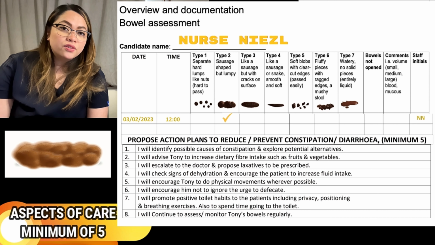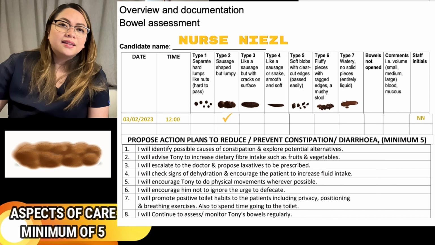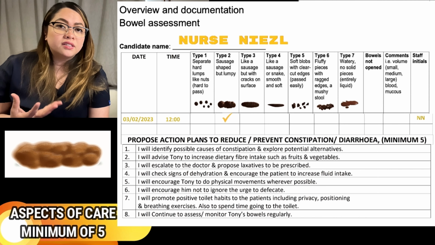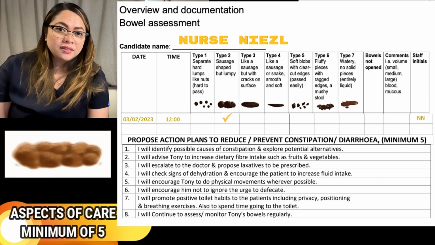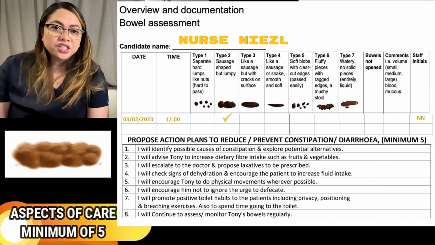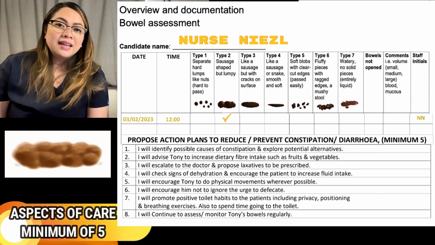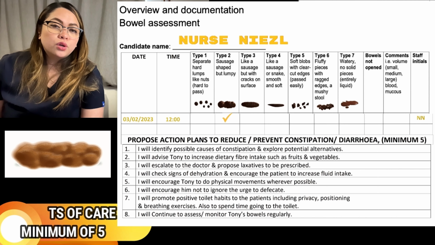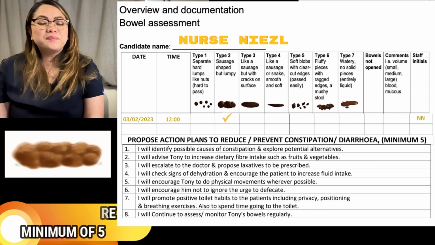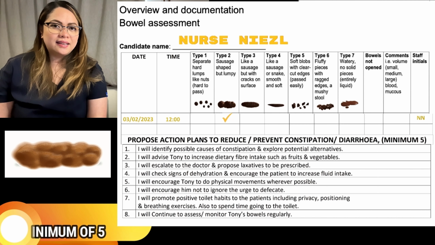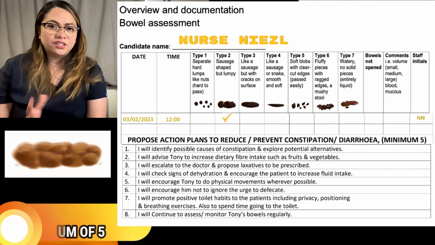I will then encourage Tony not to ignore the urge every time he wants to defecate. I will definitely promote toilet habits, such as privacy, positioning, breathing exercises, and spending time going to the toilet. I will definitely continue to monitor Tony's bowel patterns regularly. There you go, so that's my answer. That's just my take. I'm not saying that that's the correct answer, just my take.